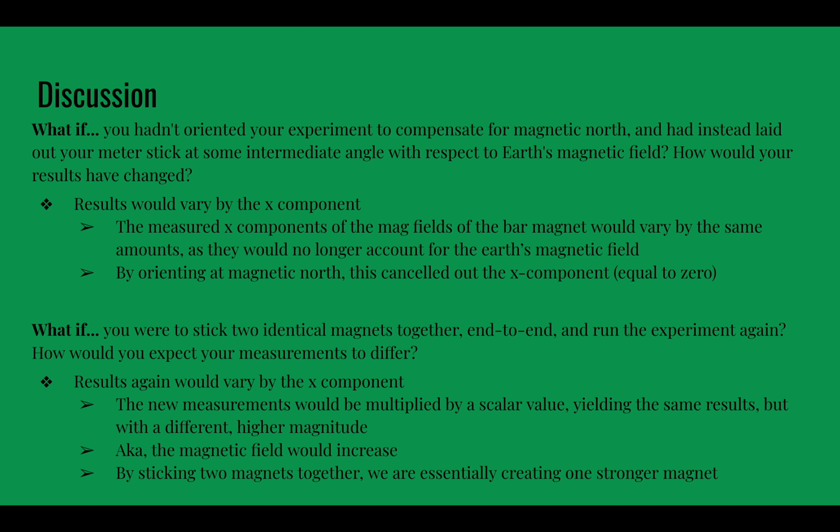For the second question, our results again would vary by the x component, as the new measurements would be multiplied by a scalar value, yielding the same results but with a higher magnitude, meaning the magnetic field would increase. By sticking these two magnets together, we are essentially creating one stronger magnet.